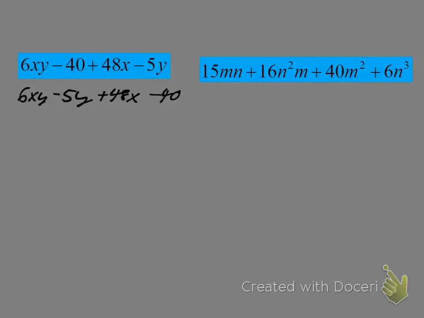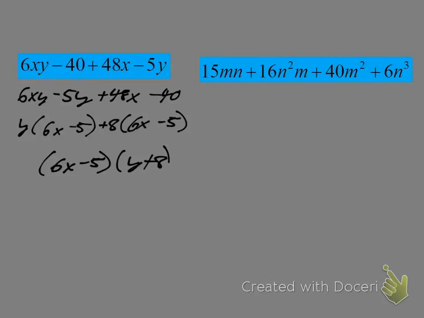The first group you have y's, so take a y out, which gives you 6x minus 5. Okay, and remember, as long as your second group is going to make a 6x minus 5, then you're in good shape. Alright, so take out an 8, which leaves you with 6x minus 5. Okay, so 6x minus 5, y plus 8.